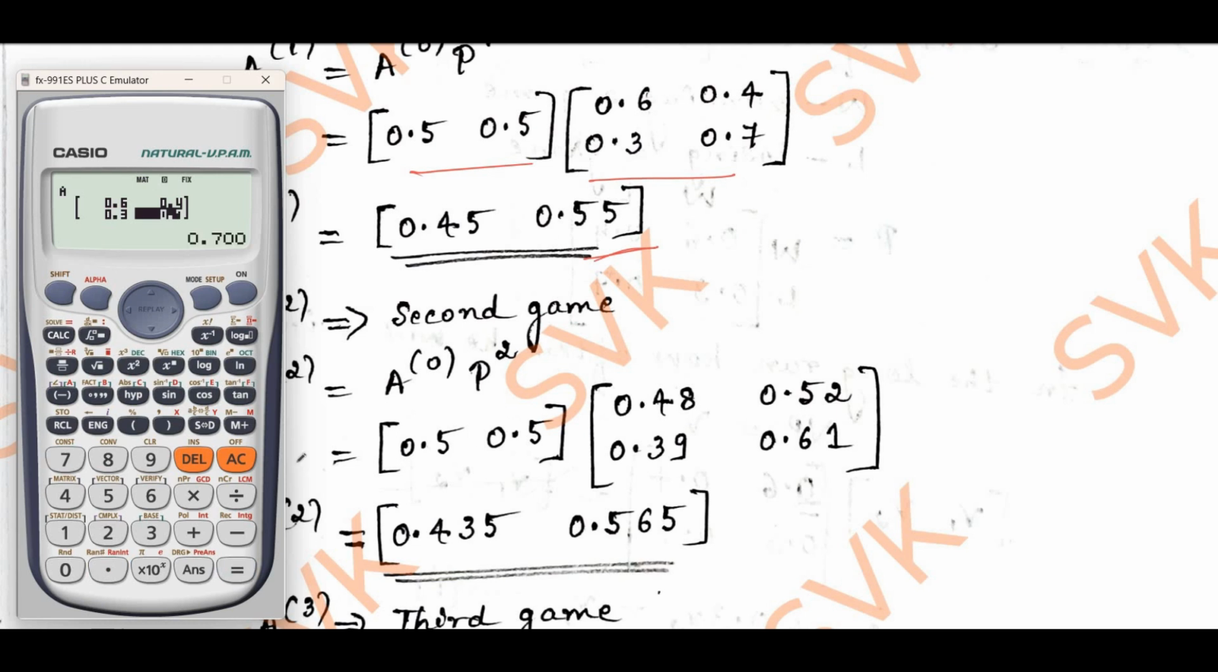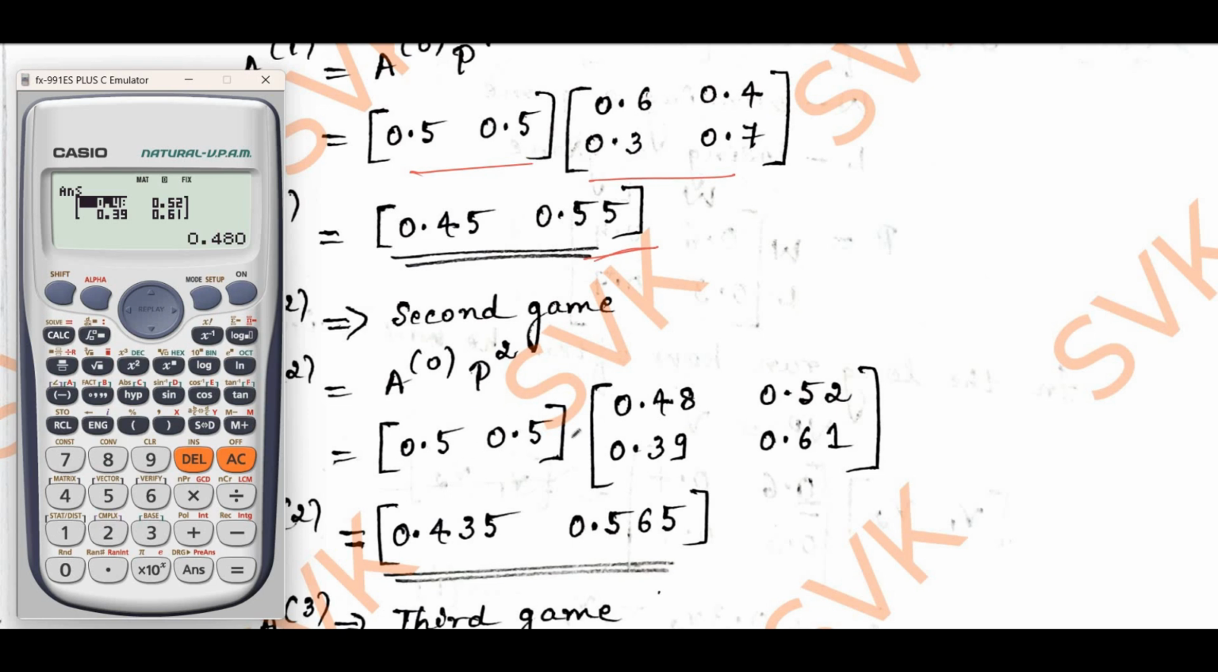This is the matrix I have considered. Press CSE, then shift 4, consider mat 3, which means mat A, option 3, multiplied again with option 3 itself. So mat A into mat A, that is P square. We are going to get 0.48, 0.52, 0.39, 0.61. That is what I have written here. This is the matrix called P square.